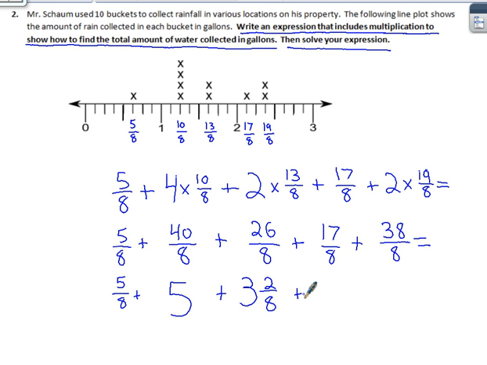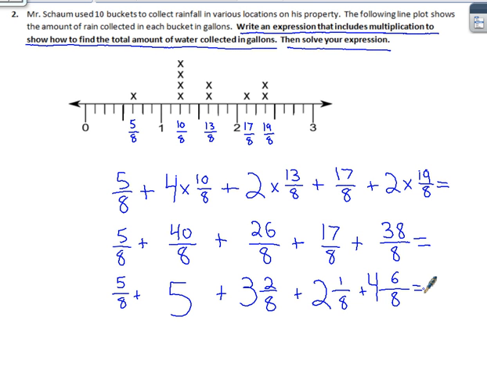17 8s. Well, I remember that 8 times 2 is 16. So 2, and to get from 16 to 17, 1 more 8. Okay, 38. How many 8s go into 38? Well, 8 times 4 is 32. 32, 33, 34, 35, 36, 37, 38. Oh, and 6 more 8s.